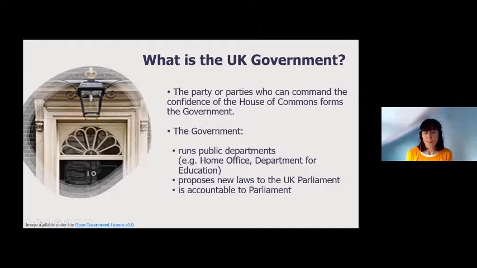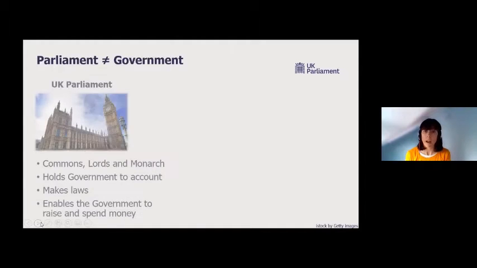What does the government do? Run public departments, so government departments such as the Home Office, Department for Health and Social Care, Department for Work and Pensions, etc., and also public services like the NHS, of course. Proposes new laws to Parliament, and they are accountable to Parliament. So this is just another way to look at it, the fact that Parliament and government are not the same thing. Parliament is Westminster. It is all MPs, all members of the House of Lords and the monarch.